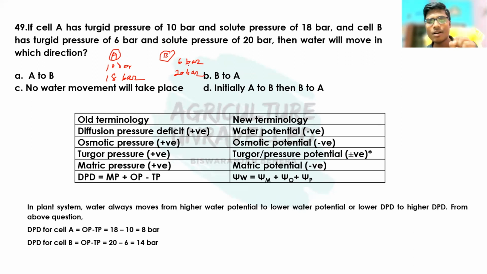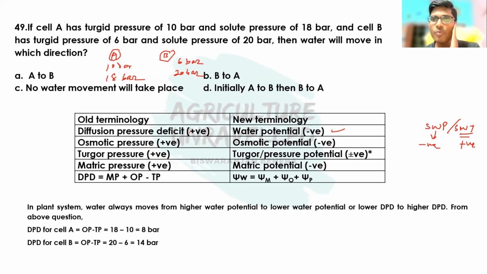Here, for plant cell water, there are two terminologies, old and new. The old terminology was diffusion pressure deficit, which is similar to plant cell water potential. And we know that cell water potential is always negative. In soil also, the same thing was there, soil water potential and soil water tension. Soil water tension was always positive and soil water potential was always negative. Similarly, in a plant cell, the cell water potential is negative and diffusion pressure deficit is always positive.